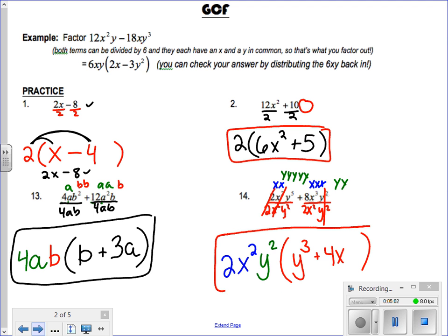That leaves me with 2x squared y squared times y cubed plus 4x as my answer. It looks complicated, but that's right. All right, those are the GCF problems. If you need more practice, there are 10 more on that same page.